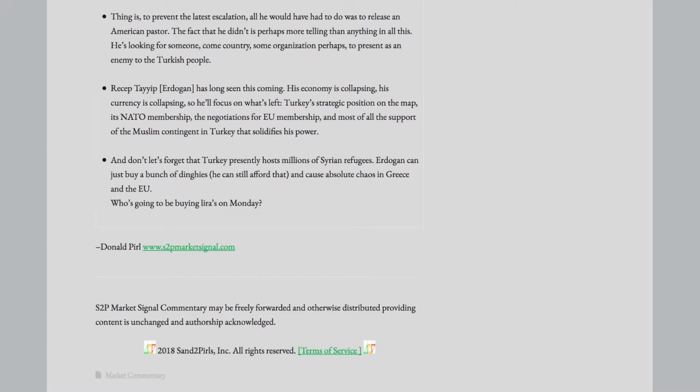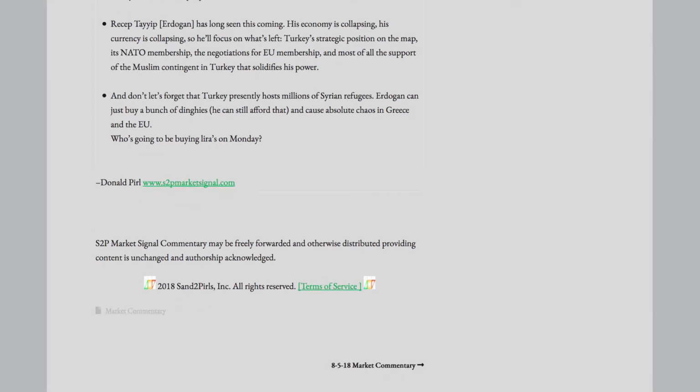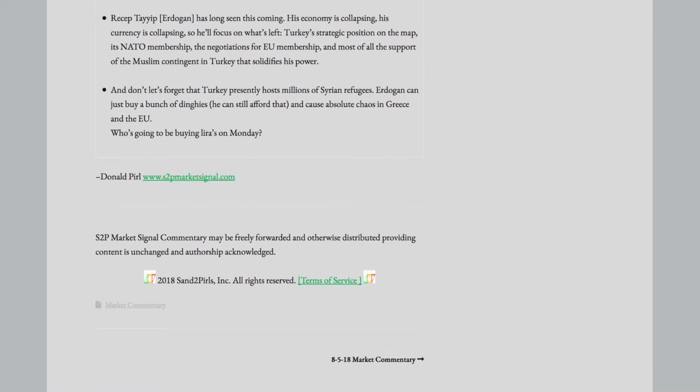Thing is, to prevent the latest escalation, all Erdogan would have had to do was release an American pastor. The fact that he didn't is perhaps more telling than anything in all this. He's looking for someone, some country, some organization perhaps, to present as an enemy to the Turkish people. Recep Tayyip, that is Erdogan, has long seen this coming. His economy is collapsing, his currency is collapsing, so he'll focus on what's left.